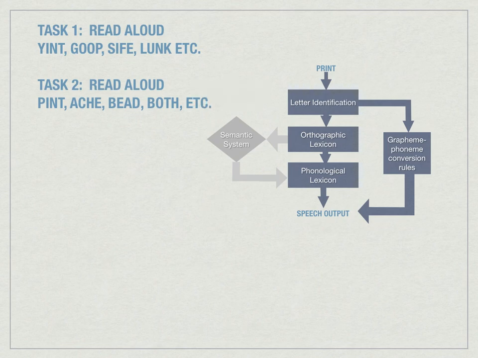quite well. What happens, on the other hand, if the orthographic lexicon is damaged, but grapheme to phoneme conversion rules are intact? Well, now, the patient should read nonsense words perfectly well using the non-lexical route. So yint, goop, saif, lunk will be read correctly, but the words in task 2 would need to be looked up in the orthographic lexicon. They don't exist because of the damage there, so the patient will regularize each one using the grapheme to phoneme conversion rules, reading pint as pint, ache as atch, bead as bed, both as bath, etc. So task 2 will be impaired, and task 1 is okay.